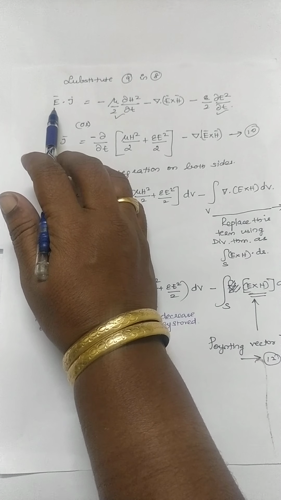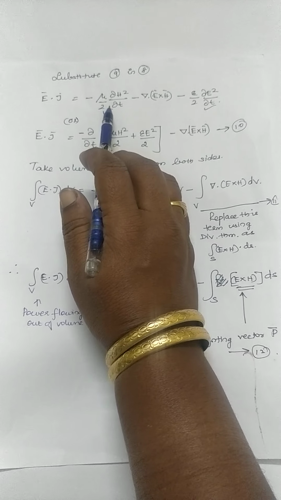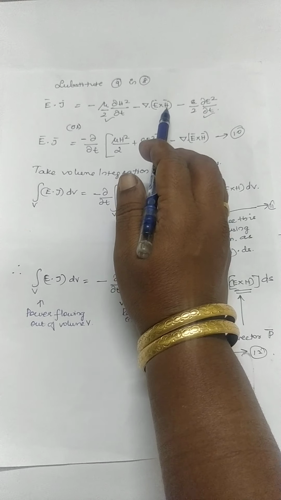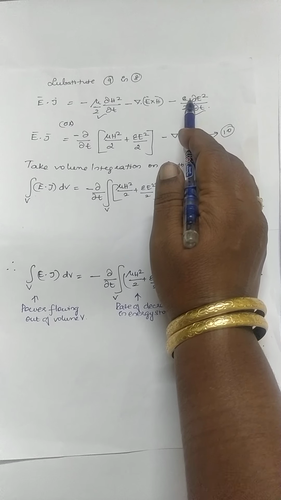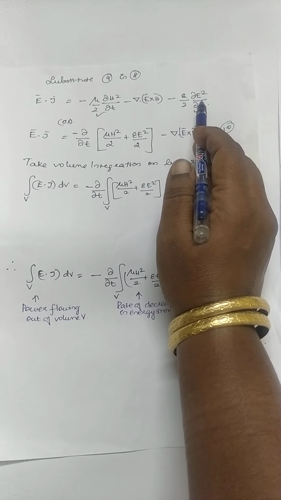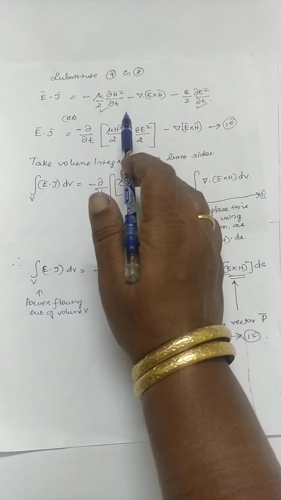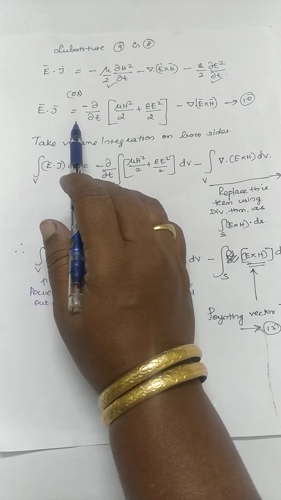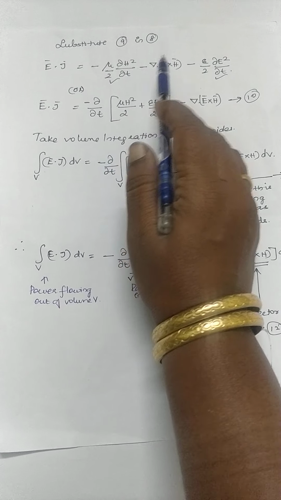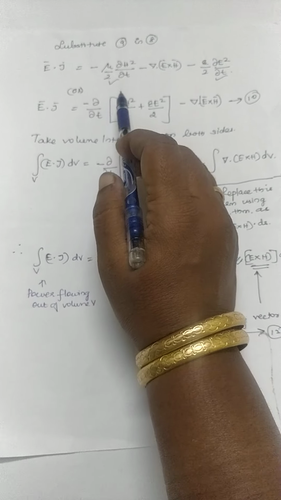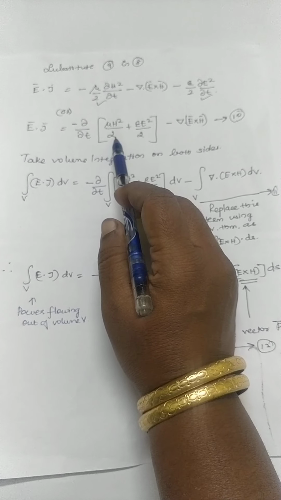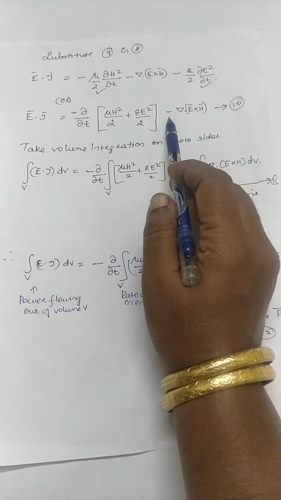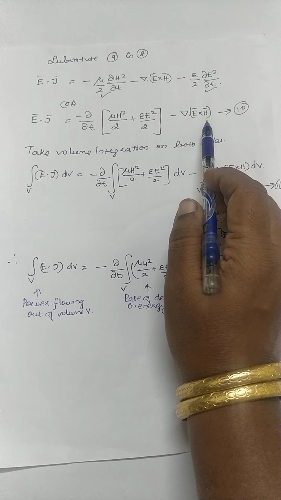So E dot J becomes equal to minus mu by 2 dou H square divided by dou T, minus del dot of E cross H, and in the place of E dot dou E by dou T, we have epsilon by 2 dou E square divided by dou T. Now separate these terms. I have rewritten the equation as E dot J equal to minus dou by dou T, which is common to both terms, of mu H square divided by 2 for this term, and epsilon E square divided by 2 for this term, minus del dot of E cross H.